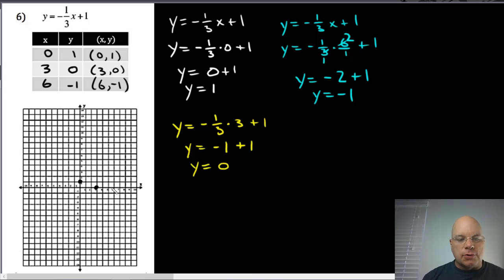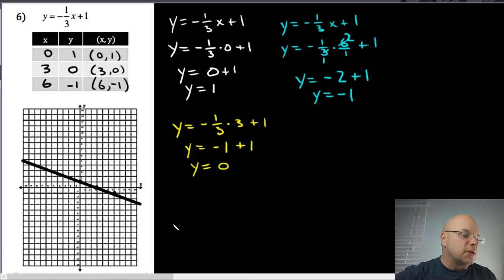We start at the origin, go 6 to the right, and then go down 1 for y. And now we can draw our line through these 3 points. You don't need to put arrows on the line. It's a linear equation. You graph the line, and it doesn't need to stop at these 3 points. You just extend it. It's going to go on forever.